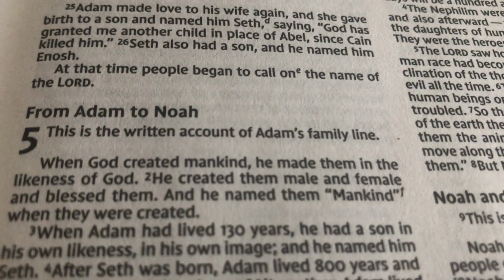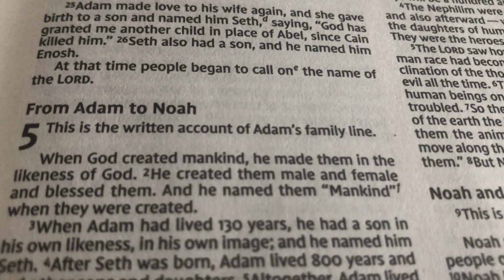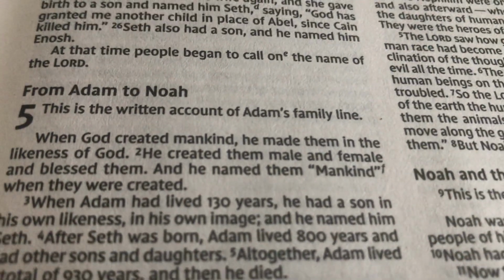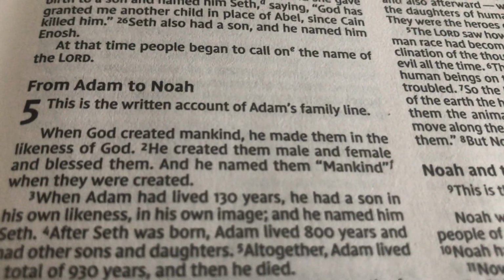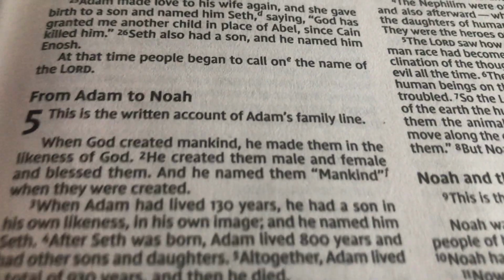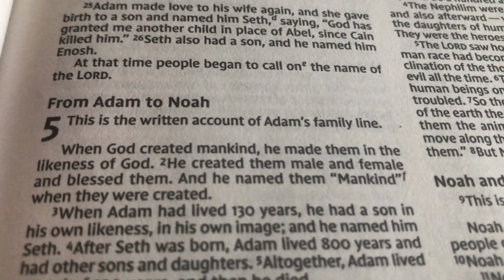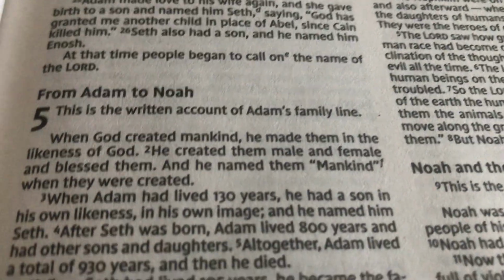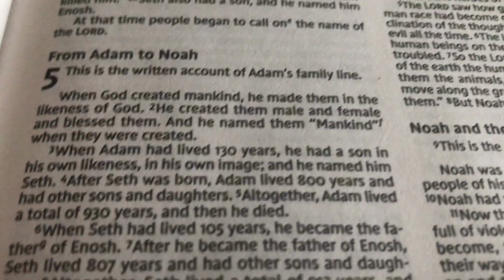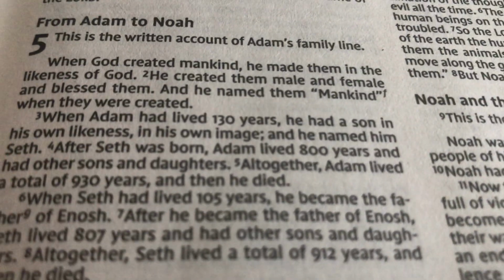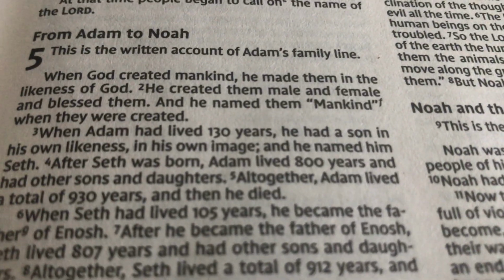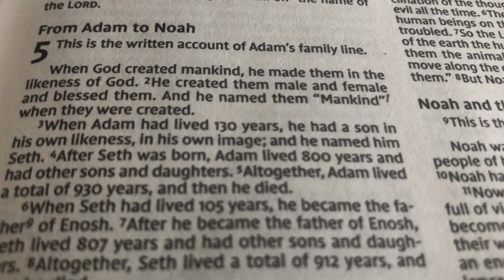This is the written account of Adam's family line. When God created mankind, he made them in the likeness of God. He created them male and female and blessed them, and he named them mankind when they were created. When Adam had lived 130 years, he had a son in his own likeness, in his own image, and he named him Seth.